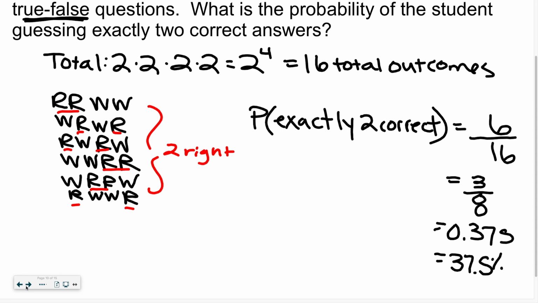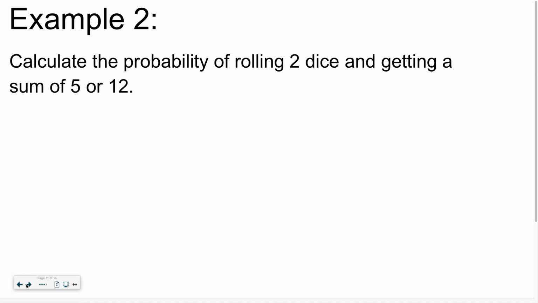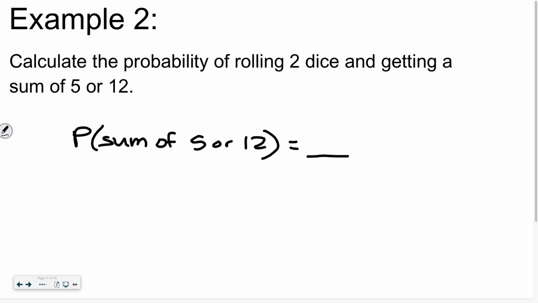Okay, let's try another problem. Calculate the probability of rolling 2 dice and getting a sum of 5 or 12. I'm going to use my new notation. Probability. Sum of 5 or 12. Well, what do we know about rolling dice? 2 of them. 36 outcomes. I hope that you don't have to write all 36 right now. You can just write out the ones that work.